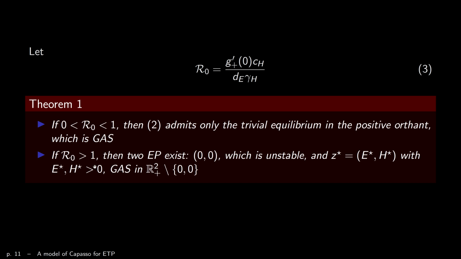On the other hand, if R0 is larger than 1, then we have two equilibria, 0, 0 as before, but that one is unstable, and a positive equilibrium, E star, H star, that has both components positive, and that one is globally asymptotically stable unless you start at 0, 0. Okay. So in view of this, this model is very much like the model that we saw before.